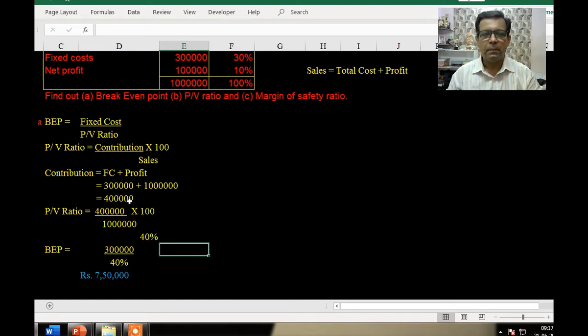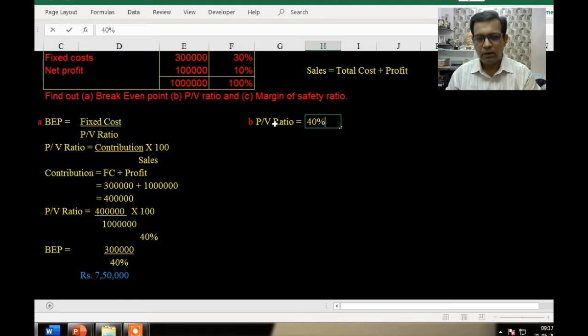The first part is done. Now second part says PV ratio. Now this is just crazy. We have already calculated PV ratio here. So don't do anything. Don't repeat your effort. Just write PV ratio is equal to 40% and the job is done. You have got your answer. You don't need to redo the whole thing.